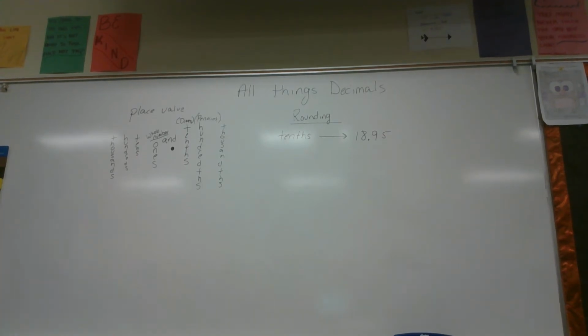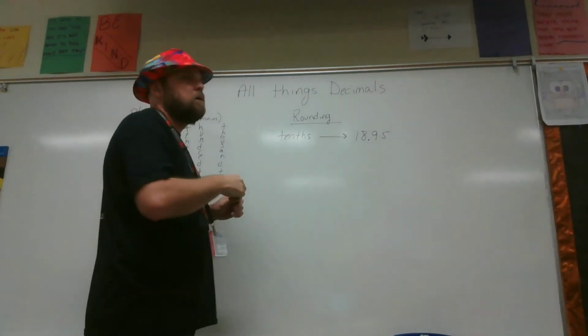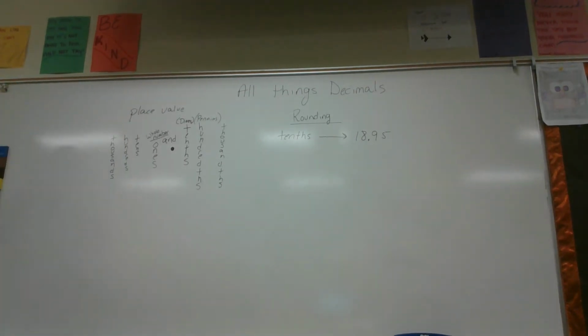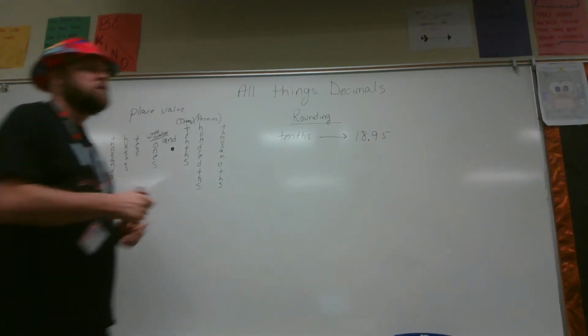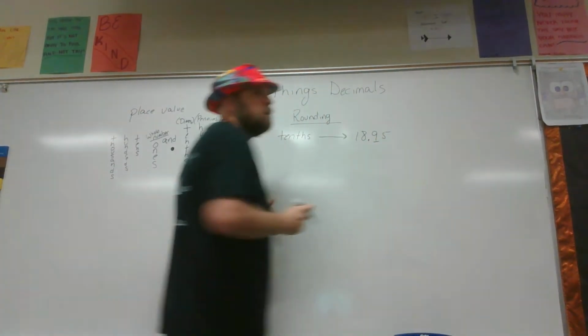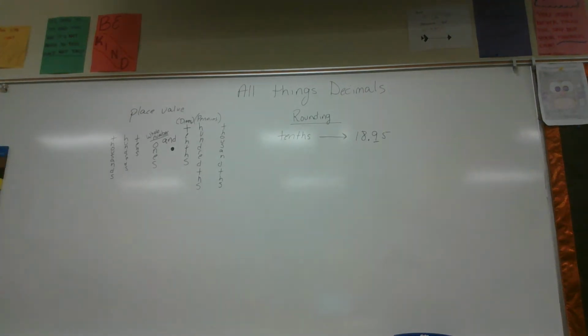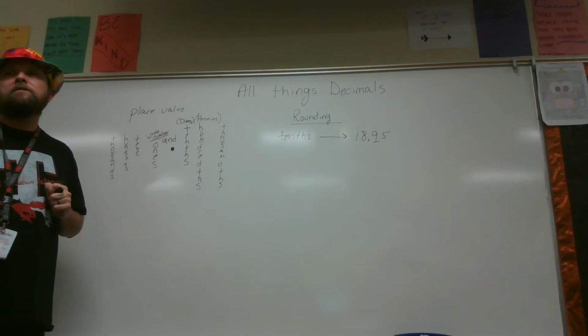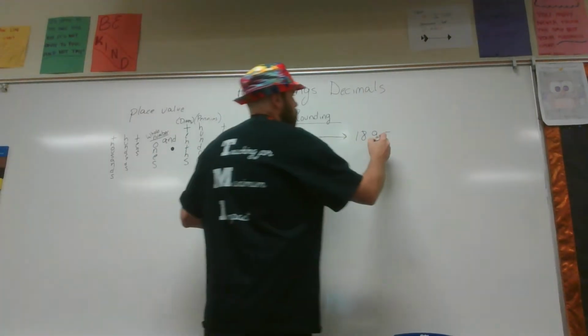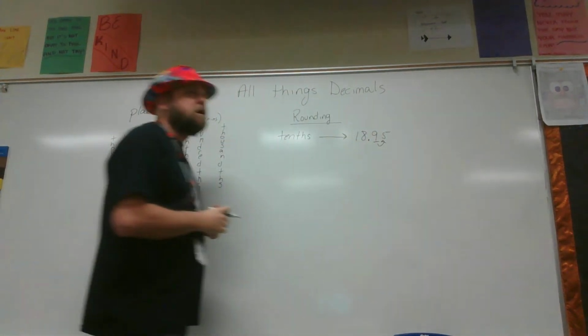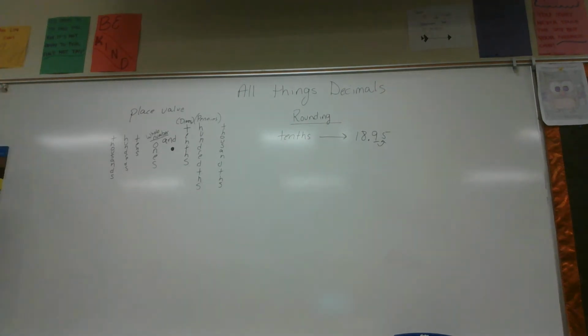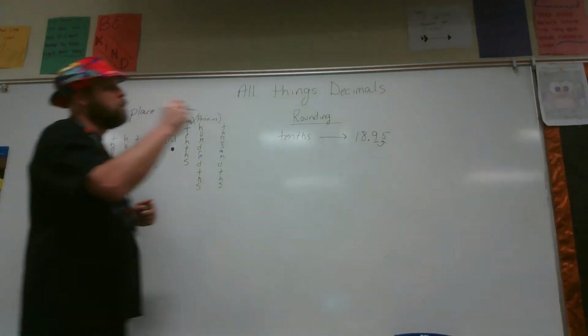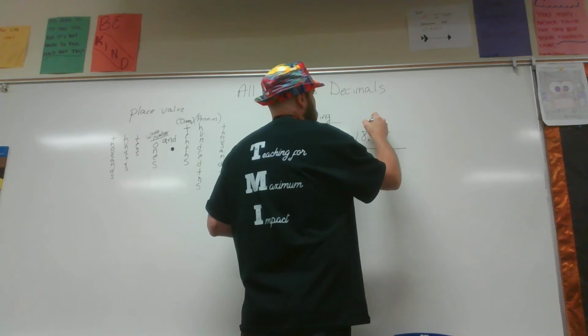Step 1, we find our number. Regan, what number's in the tenth place? The 9. When we look next door, we're looking at the place to the right, the place that is smaller than that. Is the number next door 5 or greater? Yes. So we add one more to our underlined place value.